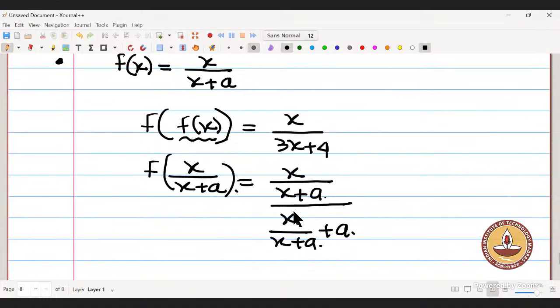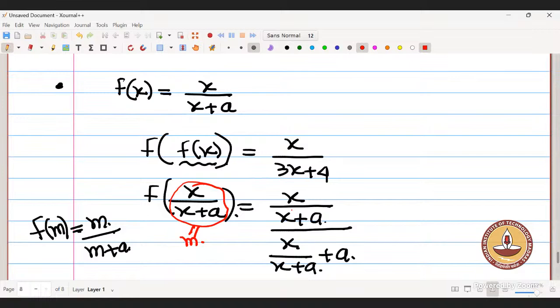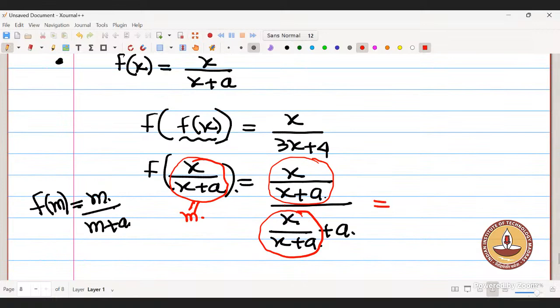Is it clear what I am writing here? No, sir. What is f of m? Instead of x, you write m, right? Yes, sir. M by m plus a. So now what is your m in this expression? This whole thing is your m, right? Yes, sir. So I need to write m in place of x, and that is what I'm doing here. This whole thing is my m. Now this whole thing is equal to that. Okay, sir. Understood.